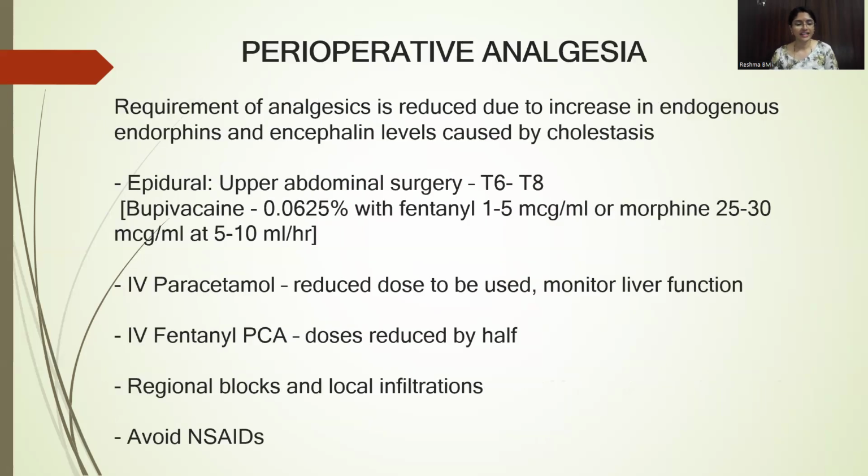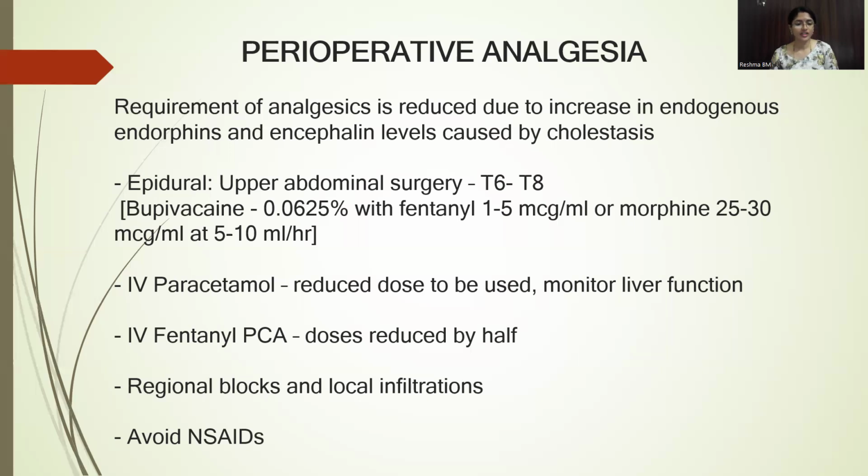Coming to perioperative analgesia, the requirement of analgesics is generally reduced because there is an increase in endogenous endorphins and enkephalins levels in these patients. Epidural is generally preferred. Bupivacaine 0.0625% is used for continuous infusions with opioids like fentanyl 1 to 5 micrograms per ml or morphine 25 to 30 micrograms per ml at 5 to 10 ml per hour.